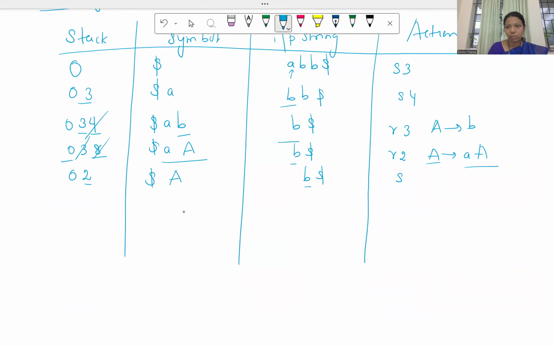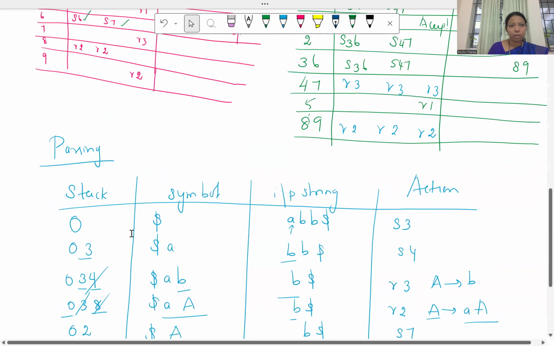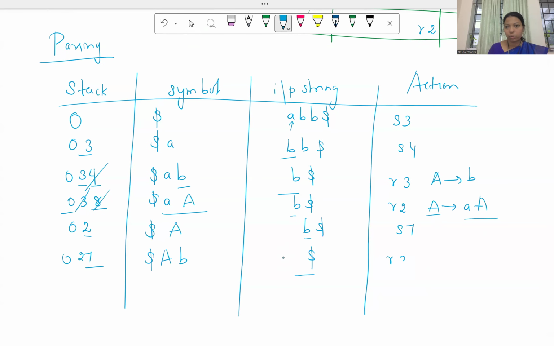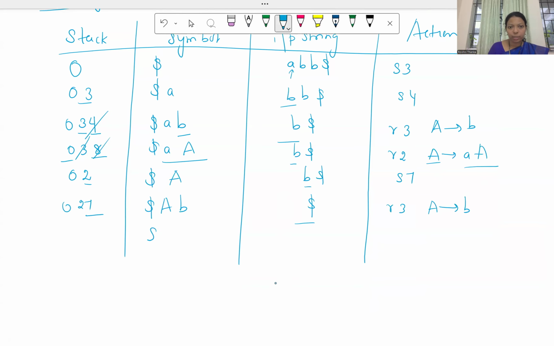So S7 means shift. So it is dollar capital A and b is shifted here. So here we have dollar alone. And this 0, 2, 7 is pushed inside the stack. And now we have to see 7 on dollar. What is 7 on dollar? That is R3. So R3 means you know the production number is A derives b. So this b can be now reduced to capital A, right? And in the RHS we have only one symbol, so you can reduce one entry here.